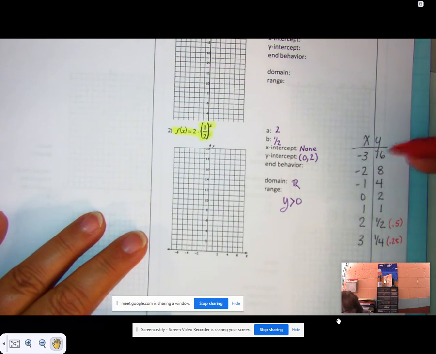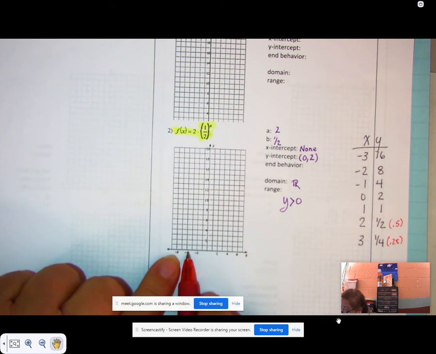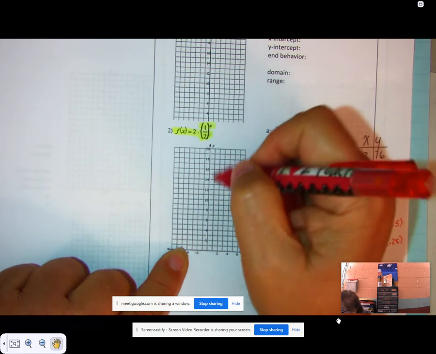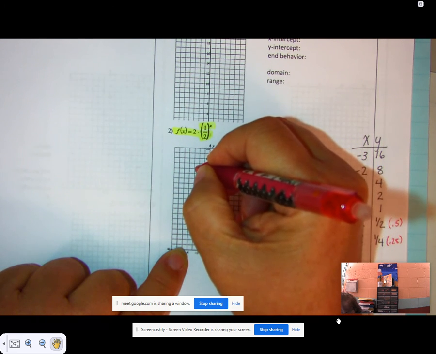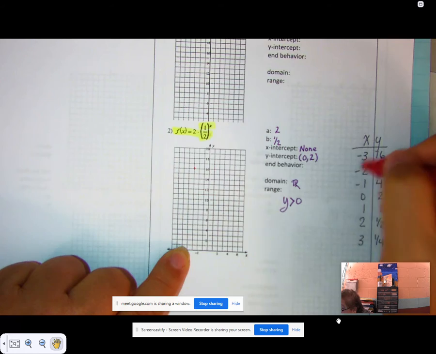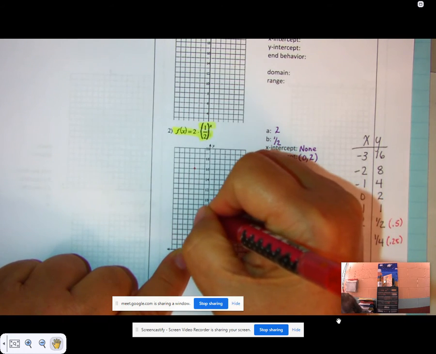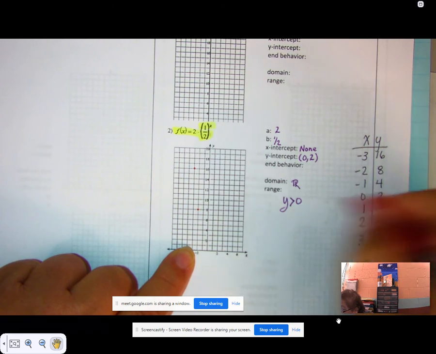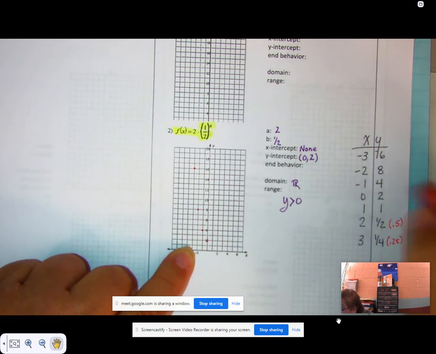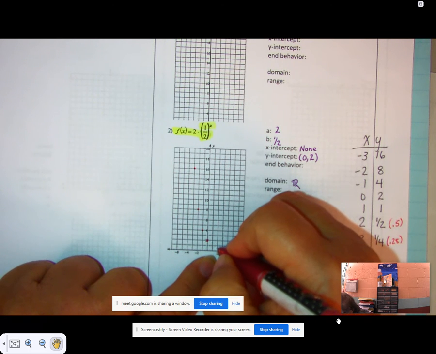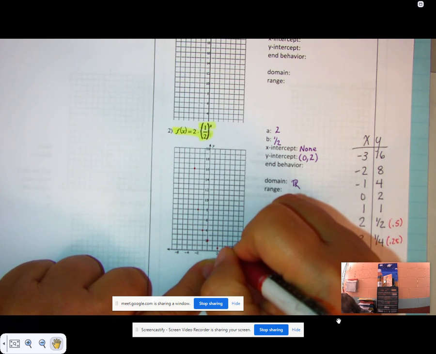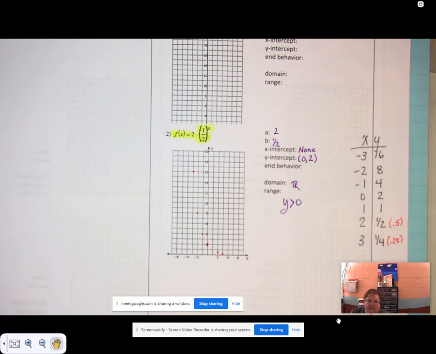So, -3, 16. I'm on the x-axis down here. I'm going to go to -3. Both of my axes are counting by 1. Yay, we prefer that. So 16, -3. Nope, say it backwards. -3, 16. Now, -2 on the x, 8 for the y, -1, 4, 0, 2, 1, 1, 2, and a half, 3, 1/4. So that gives us a good idea of where our curve is.